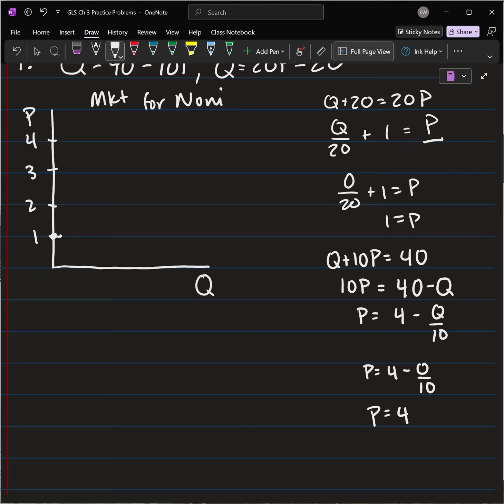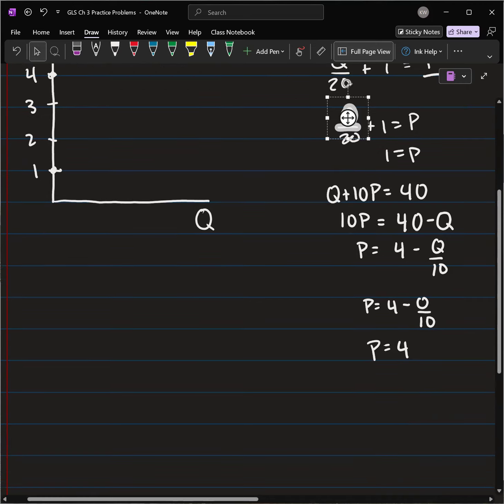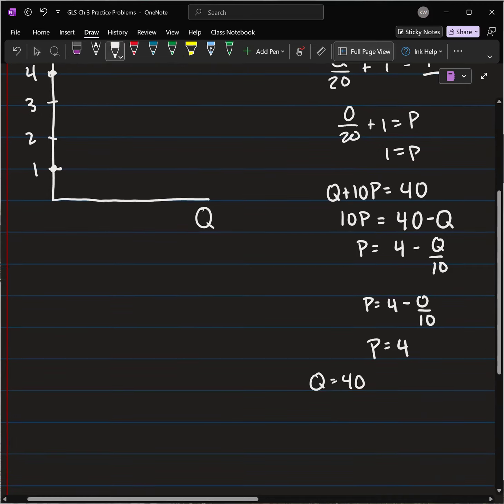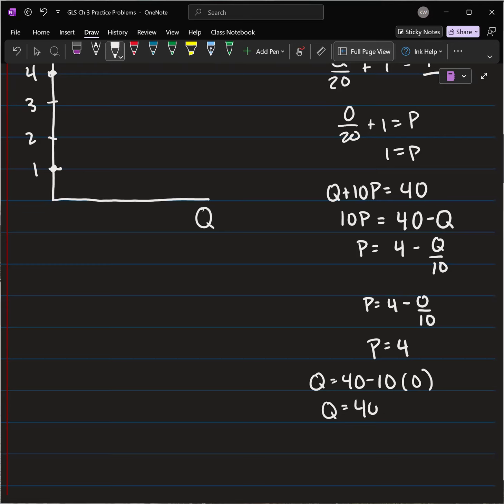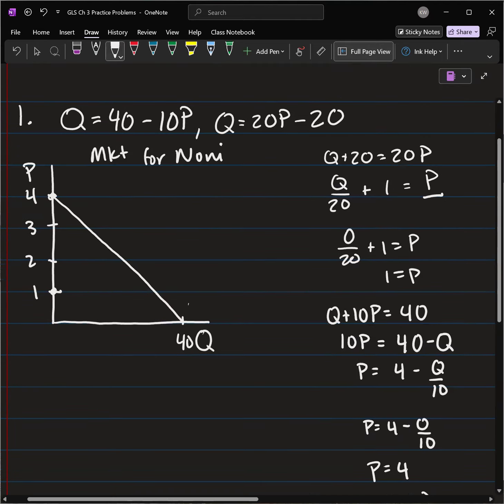Next, for our demand equation, we want to know what the quantity intercept is. For that, we're just going to substitute 0 for price. So we'll have quantity equal to 40 minus 10 times the price, which for our horizontal intercept, we want equal to 0. So quantity is equal to 40, and then 10 times 0 goes to 0. So that quantity intercept is going to be 40 for our demand curve. And with those 2 points, we can draw in our demand curve. We're going to wait to draw in our supply curve until we have our equilibrium quantity.